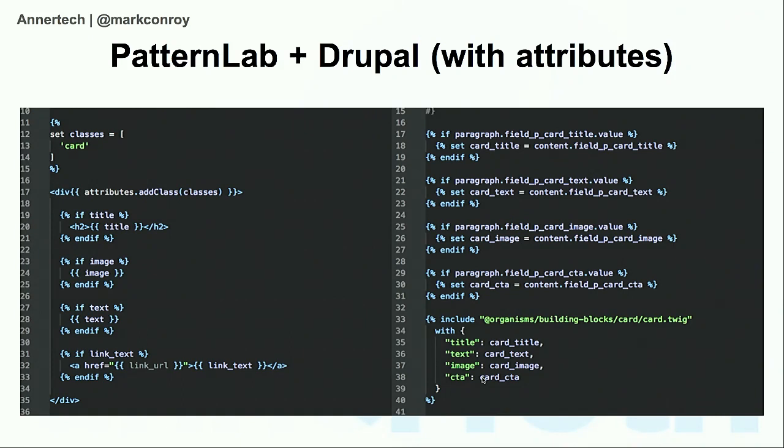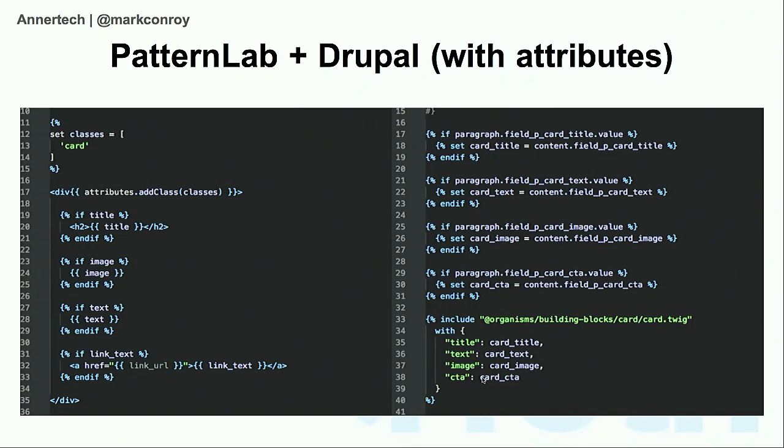Then in Drupal, where it gets a little bit more complex, is that in the four code blocks at the top, I'm checking for a value first. So I'm saying check if the image field has a value. And if it does have a value, create a new variable. And the variable will be called card title or card image.